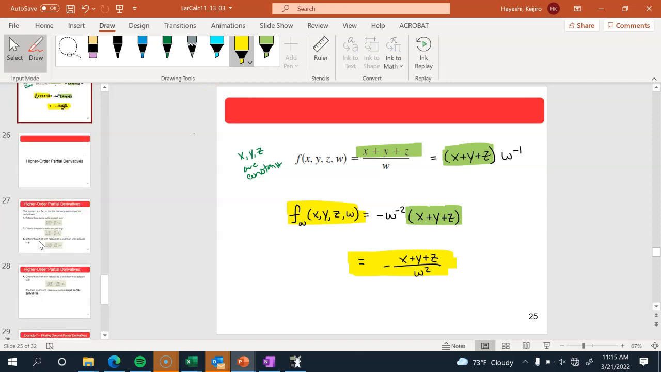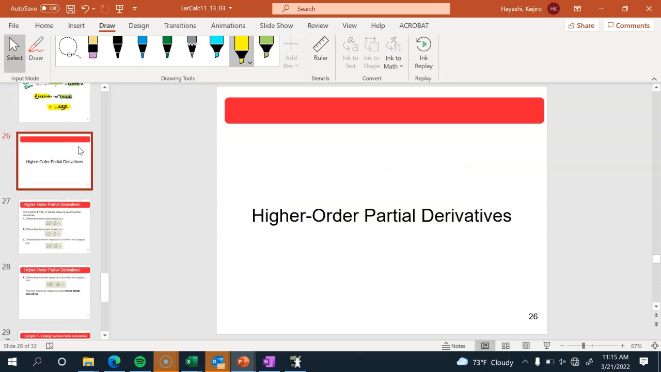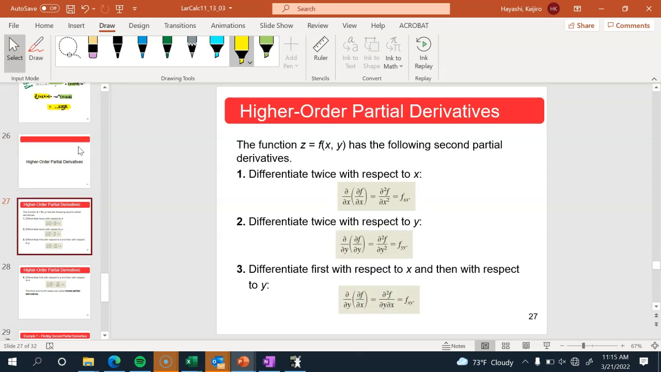And the last thing we're going to talk about is higher order partial derivatives, which, just like taking the second derivative of something in calculus 1 or calculus 2, just means that you do this process again. But we'll get used to the notation first.